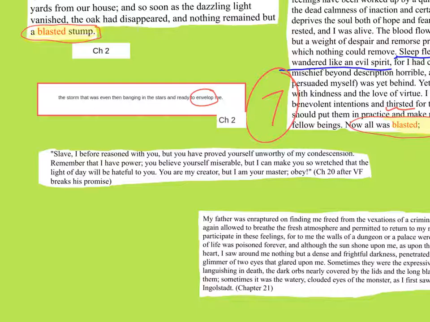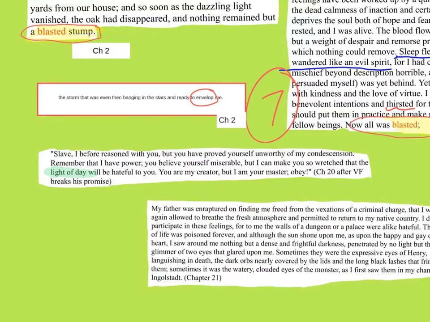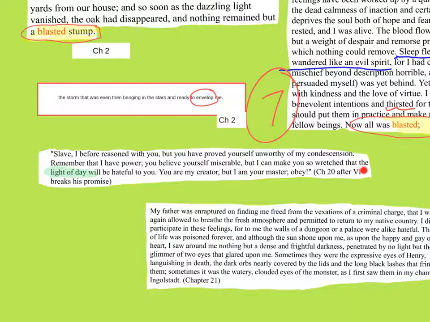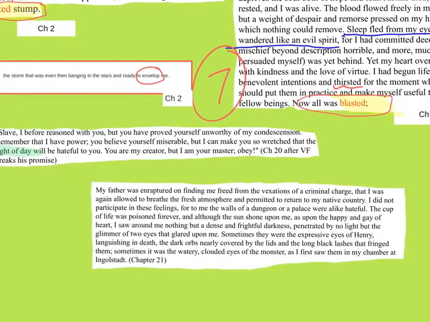You believe yourself miserable, but I can make you so wretched that the light, keeping our heat and light, warmth and kindness idea going, will be hateful to you. You are my creator, but I am your master. Obey. Okay, brilliant quote. And we'll use that again probably when we look at video 2 with man and monster inversion. But true to its word, the creature says that he will make the light of day hateful to Victor Frankenstein. Lo and behold, we have this.